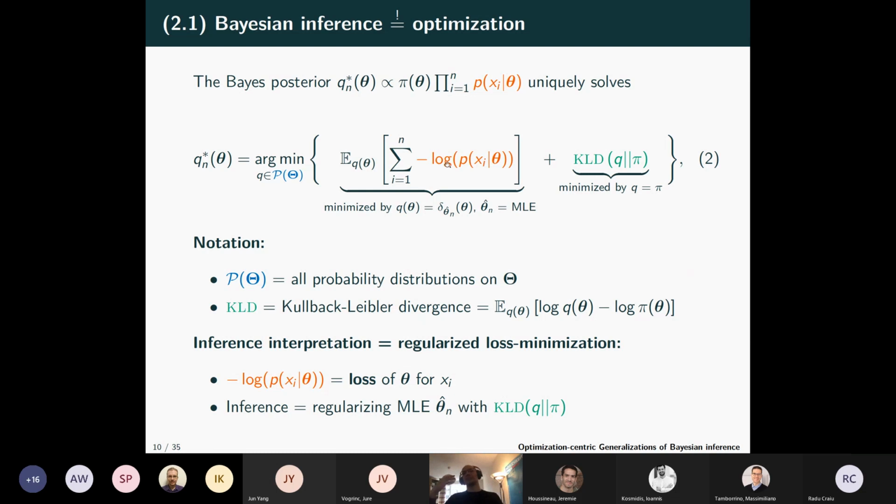Okay, so this is what we always do. When we compute a Bayesian posterior, we're solving a regularized loss minimization problem. So I'm thinking here about the loss, and here about the regularizer. This is a second interpretation that is complementary to the one we saw earlier, which was the one we're usually familiar with, the updating of a prior into a posterior. So we have an updating interpretation, but now we also have an optimization interpretation.